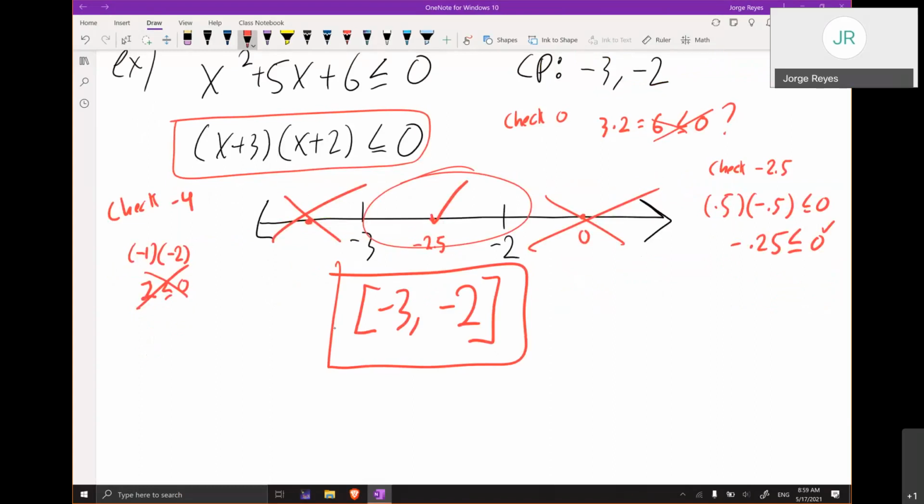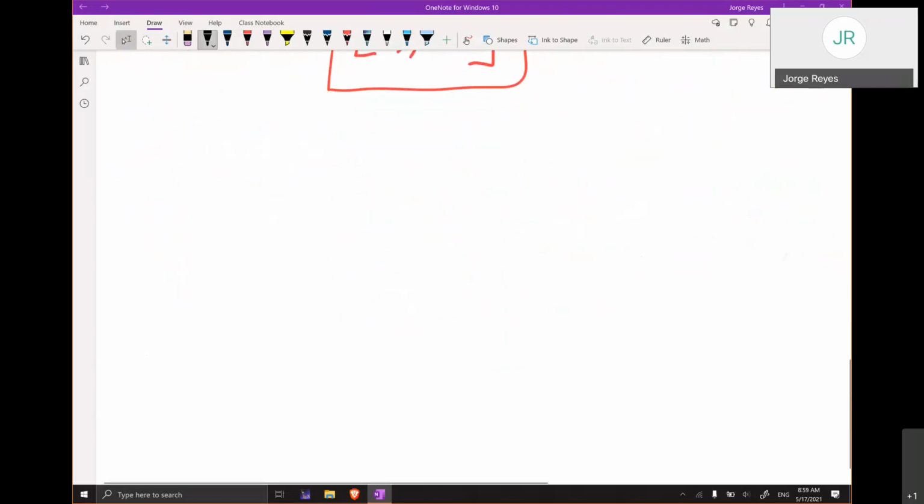All right, so for polynomial inequalities, you basically find the zeros and then do this sign chart thing. So it's kind of just like an extra part at the end. Okay. Now, let's do another one.